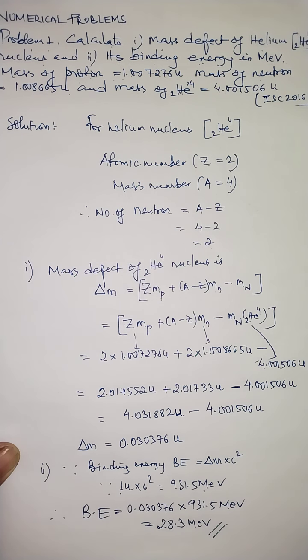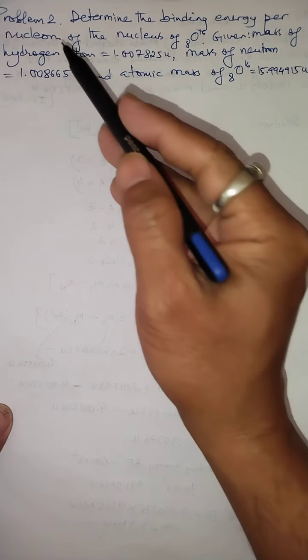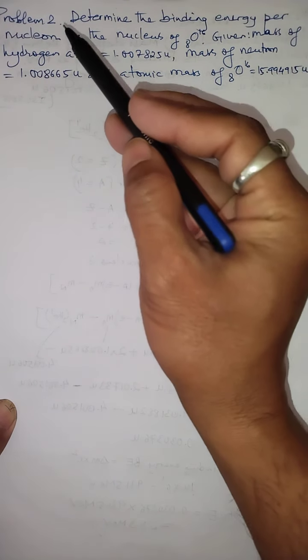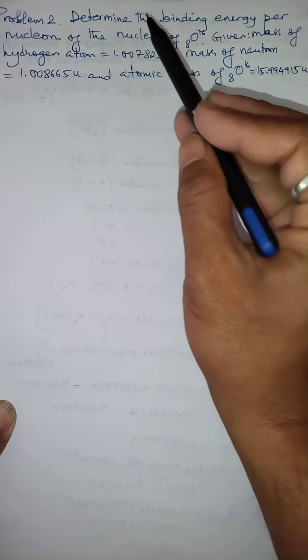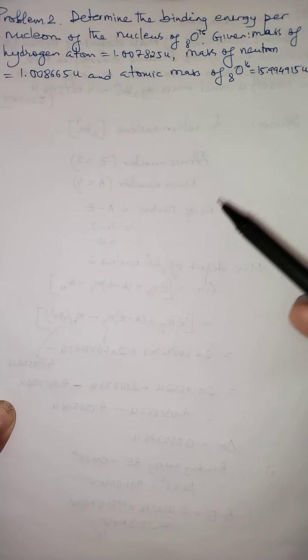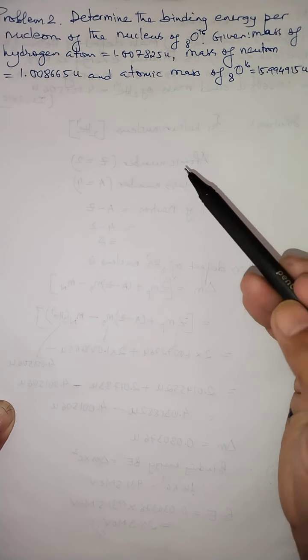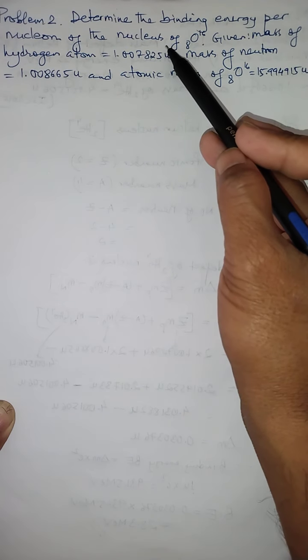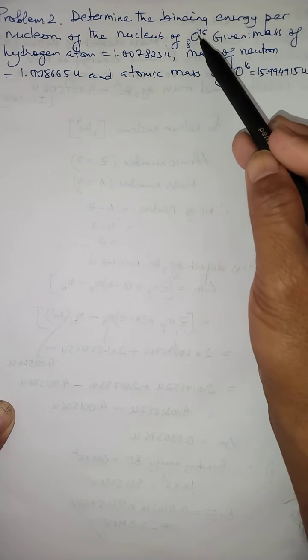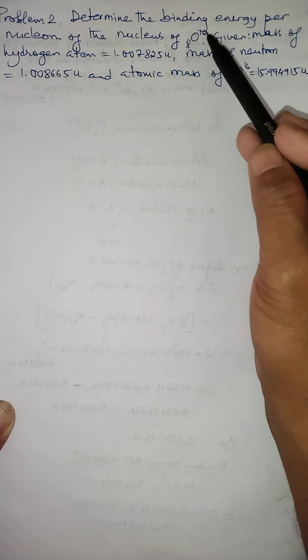Now we will be solving problem number 2. Problem number 2 says: determine the binding energy per nucleon. Binding energy per nucleon means binding energy divided by the number of nucleons, and the number of nucleons is also called the mass number. But of the nucleus of which atom? Oxygen atom, O-16 with atomic number 8, one of the stable atoms of oxygen.